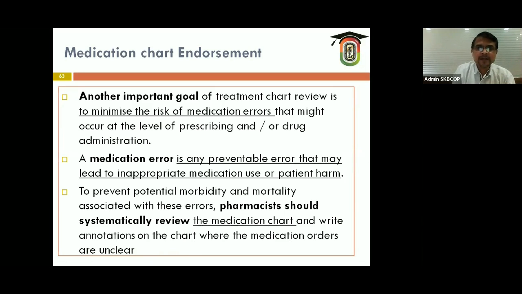ठीक है, जहां जहां मेडिकेशन ऑर्डर क्लियर नहीं है वो हमने देख लिया है कि एक स्टेप में कि वो हमको वहां पर लिखना है. एज अ फार्मासिस्ट हमको मेडिकेशन चार्ट को रिव्यू करना है और जहां जहां कुछ क्लियर नहीं है ऐसे एनोटेशंस हमको वहां पर क्लियरली लिखना है और मेंशन करना है.